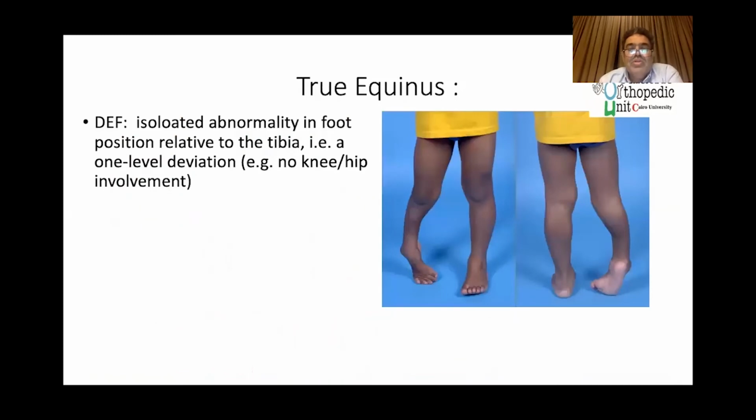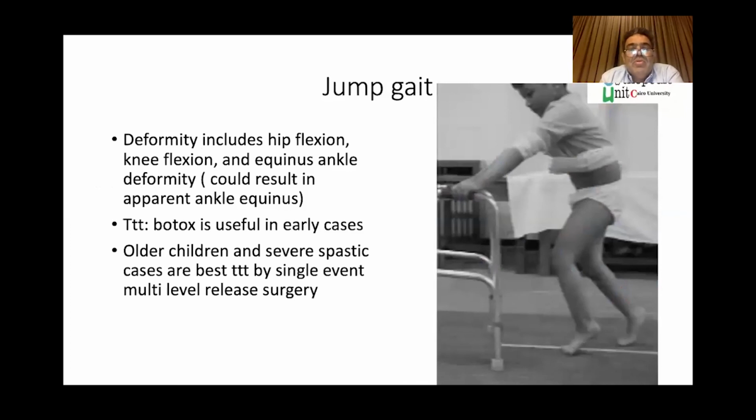This is the true equinus. It's commonly seen in CP hemiplegics, but very rarely in CP diplegics. The jumper's gait, as I said, is the most common. There is hip flexion, abduction, knee flexion, and ankle equinus.